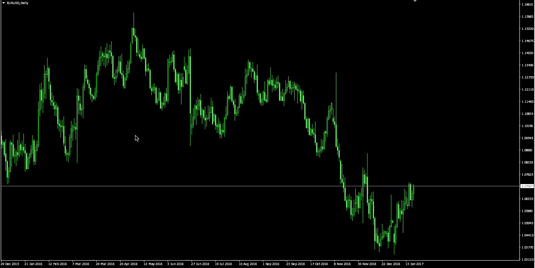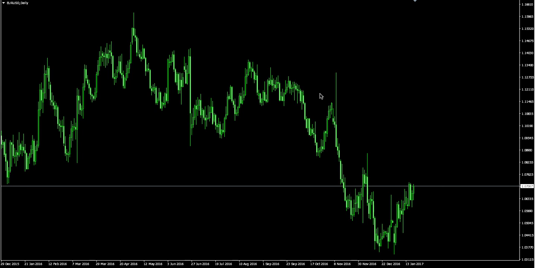Okay, now what do I mean by that? Basically price will need to touch a certain point, and the more number of touches, the stronger that level of support or resistance. Okay, so that's the first rule.